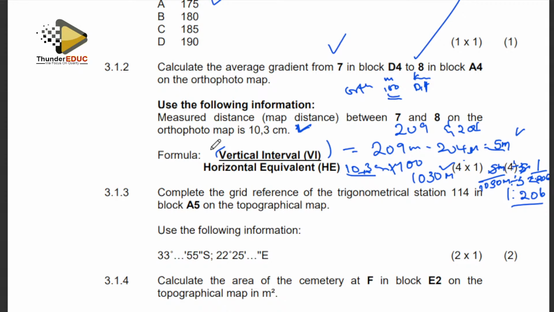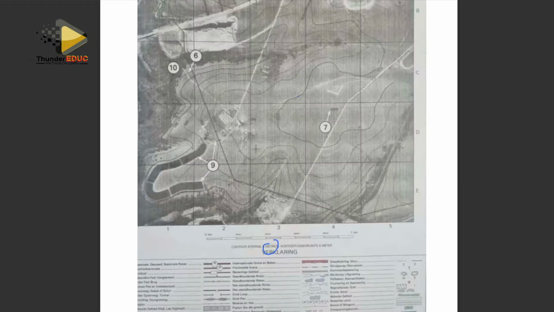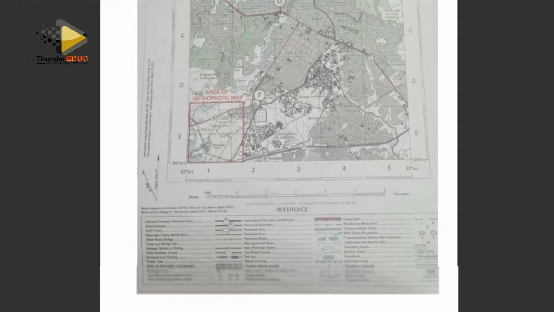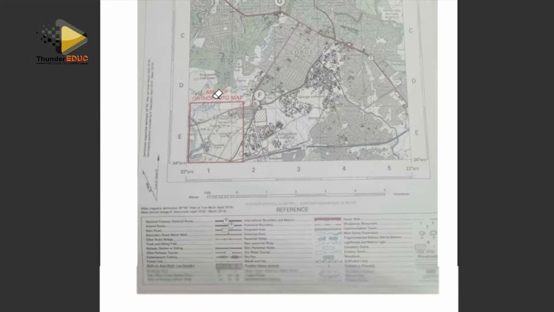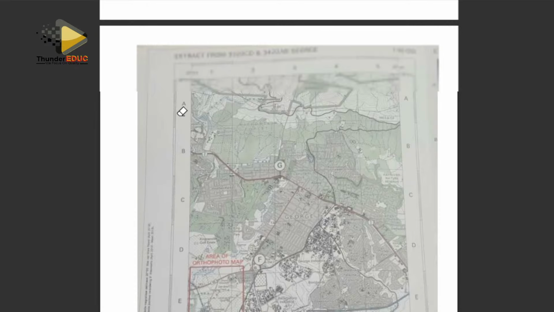We got the next one. They say complete the grid reference of the trigonometrical station 114 in block A5. On which map? Topographic. This is the key aspect here. We go to the map, we look for 114. 114 is A5. We come here, 114 is A5. A5, 1, 2, 3, 4, 5. It should be here. However, my map is not clear.